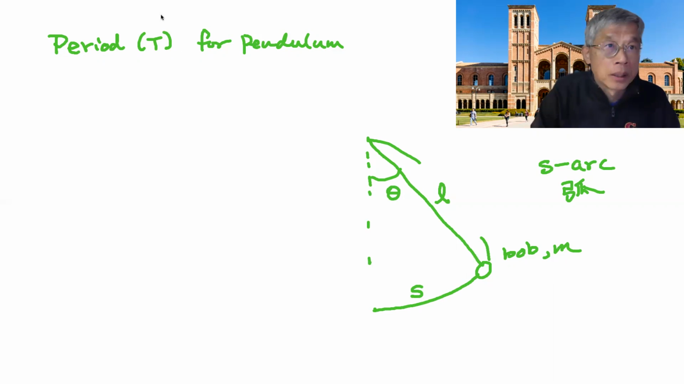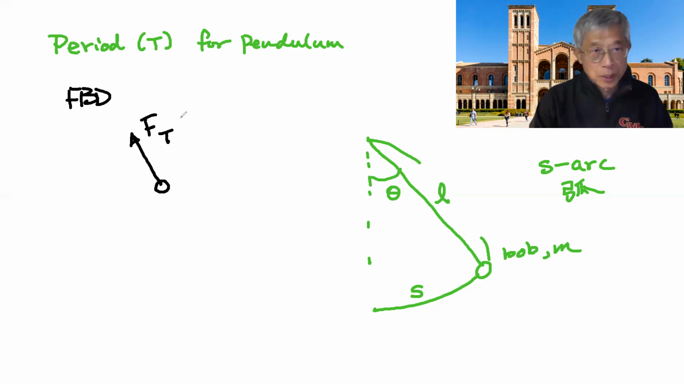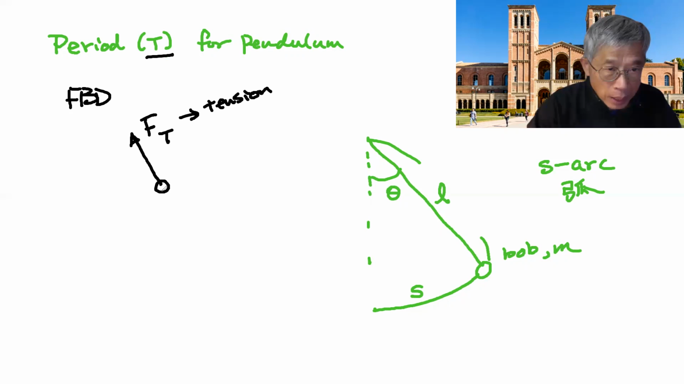We're going to look at the free body diagram. So for this M, the free body diagram, FBD, is going to look like this. We're going to call this one FT for now. That's a force, but this is tension, so instead of calling it T, because we're already using T for period, we're going to call it tension. And then we have this one here as the mg.